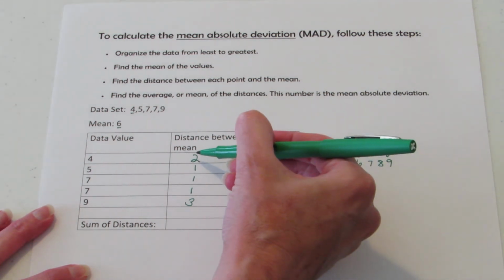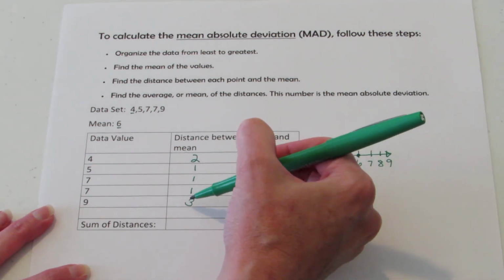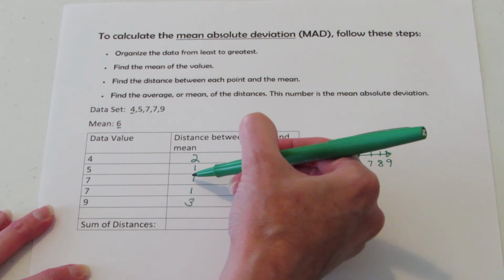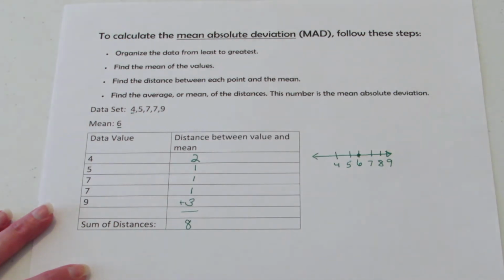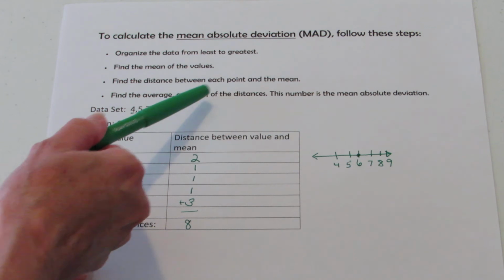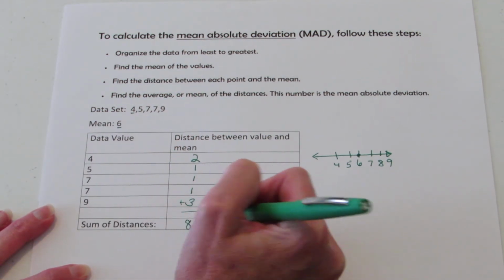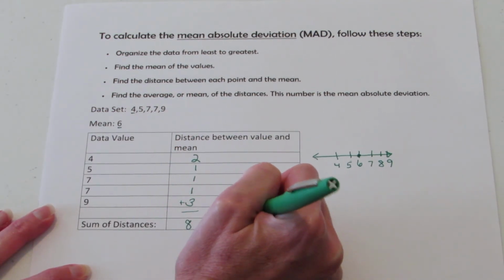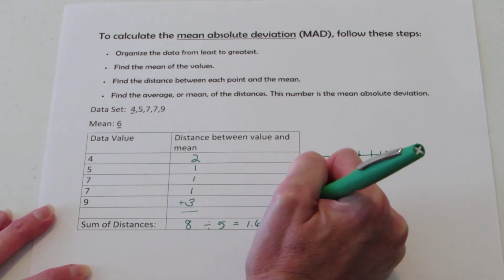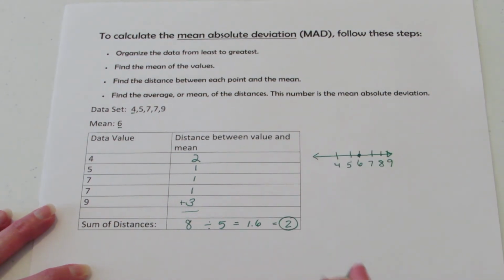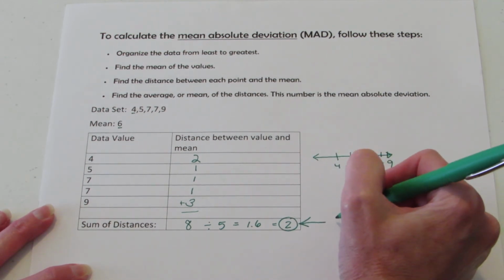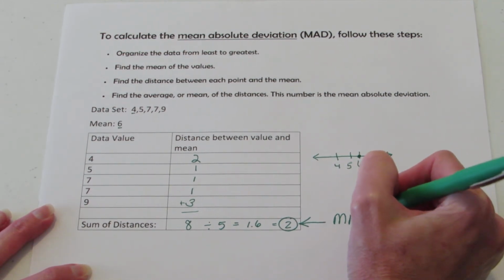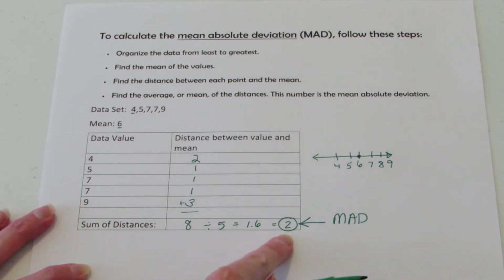So now I'm going to find the sum of all of these distances, 2 plus 1 plus 1 plus 1 plus 3. I'm going to add those up, and that's going to give me 8. And now I'm going to find the average or the mean of the distances. So 8 divided by 5. And when I do the math, I'm going to get 1.6. I'm going to round it up to 2. So we would say that my mean absolute deviation is 2.